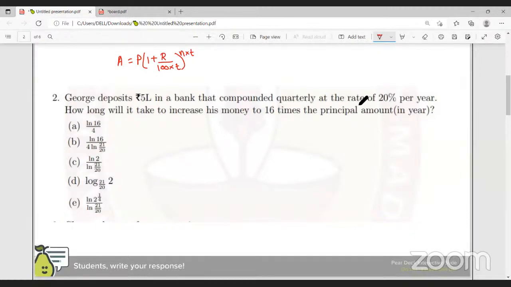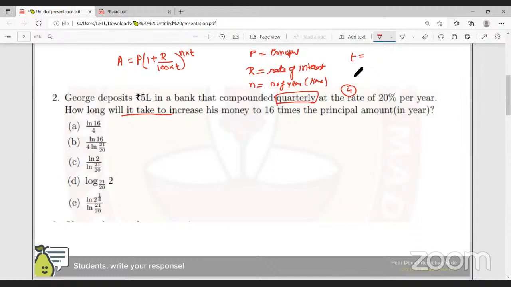Compounded quarterly at the rate of 20 per year. Now we have to calculate n only, right? How long it will take to increase this money. So P is principal, R is rate of interest in percentage, because we are dividing it by 100, n is the time in number of years, and t is the number of times it is compounded in the year. So compounded quarterly means 4 times. Oh, I missed that quarterly thing. I thought yearly. So here t equals 4.